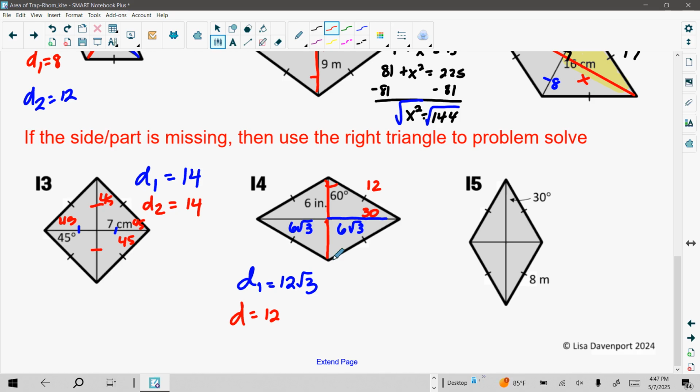So now number 15, the 8 would be the hypotenuse in this 30, 60, 90 triangle. See if you can figure out the short leg, which is half the hypotenuse. Okay, and then just double it and see if you can figure out the long leg. This long leg is going to be a radical. So we're going to get a radical answer on this last one.